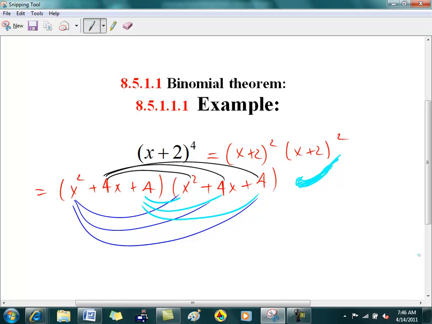Got it already? Okay. So I got x to the 4 plus 8x cubed plus 24x squared plus 32x plus 16. 32x, not 36x? Yeah, 32. Okay, good. So did you guys feel the pain there? If you didn't, I can make this x plus 2 to the 8th, and then you'll start feeling the pain. I can crank it up if you want. You guys okay on that?